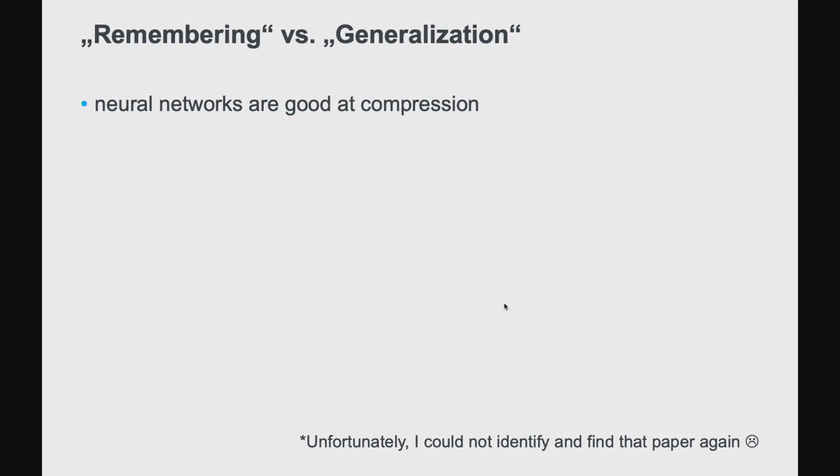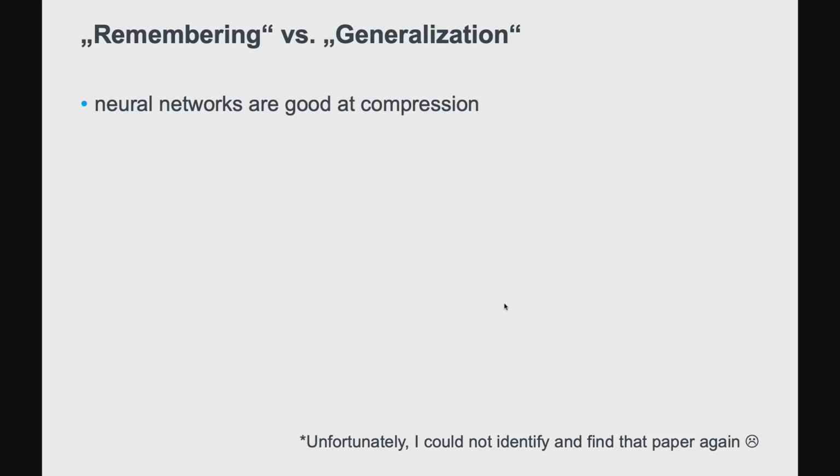Remembering versus generalization: neural networks are really good at compression. I saw a very nice paper, I couldn't find it again later. What did this paper do? It had a set of images, and every image had a label. Of course, what you try to do with a convolutional architecture is learn what the objects are, what the labels are, what makes them.